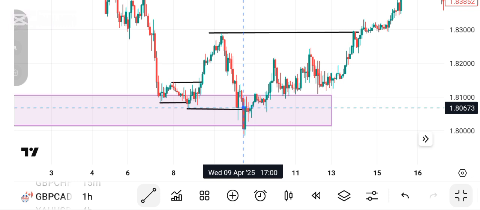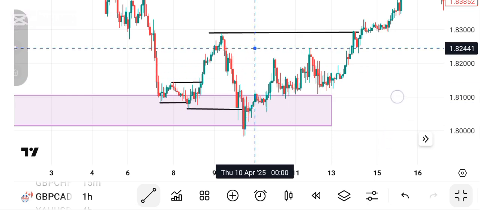Now, how do you identify a market structure shift? Remember, a market structure shift is a process where a market shifts from uptrend to downtrend, or from downtrend to uptrend. If you don't know what a market structure shift is, check my recent video on how to identify a valid market structure shift.